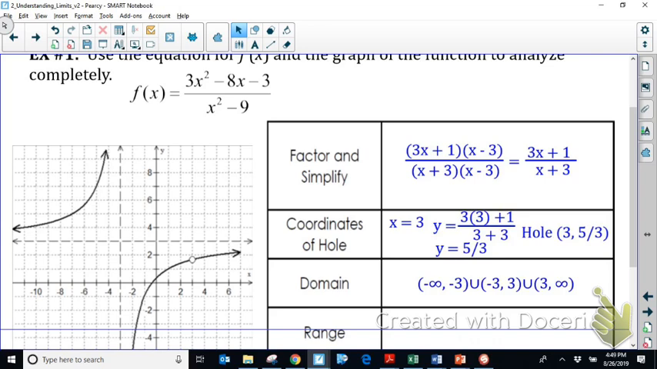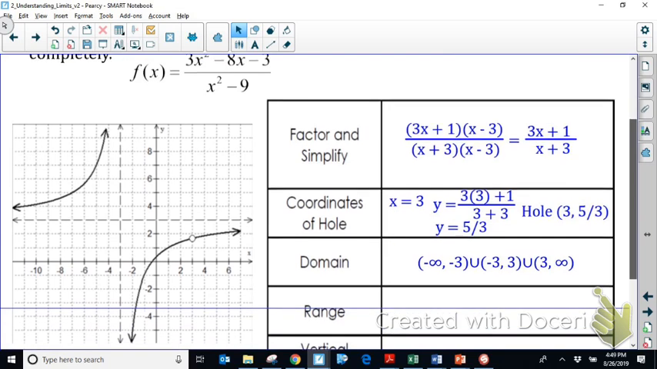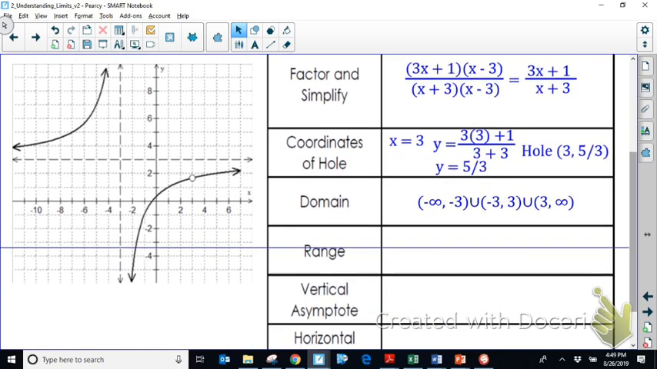And the domain, you can look at the graph as it's given to you and write out the domain. Otherwise, you can look at the function itself and say, well, I have a hole at 3 and 5/3, so that can't be part of the domain. And I also have a vertical asymptote at x is equal to negative 3 based off of the remaining expression that I have in the denominator. That's where my vertical asymptote comes from.